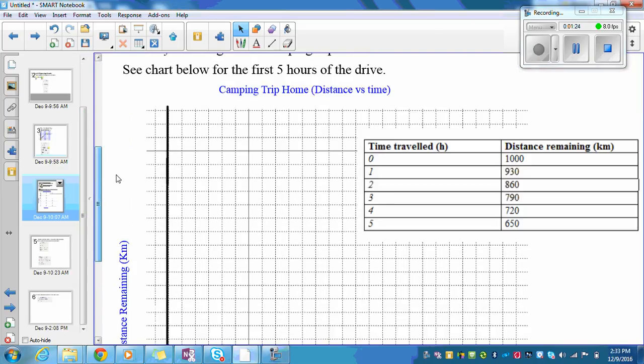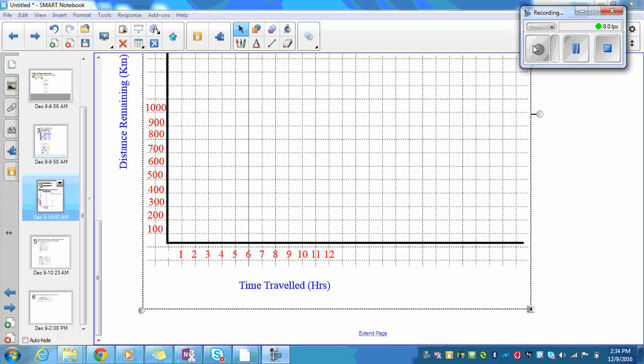Then we have to think about the scale. When we look at the table, time traveled, the x, goes up by 1, so I probably am going to draw every block as 1. But the distance remaining, it goes up to 1,000. So I might make every block 50, or I might make every block 100, depending on what kind of room I have. I'm going to do 100.